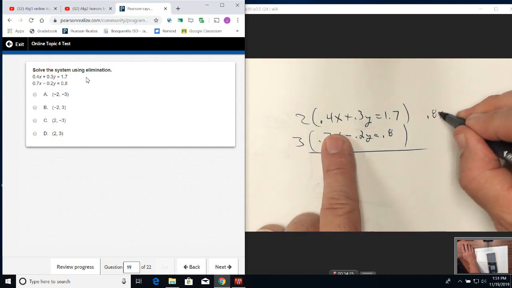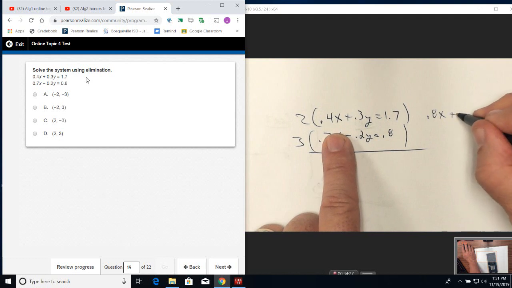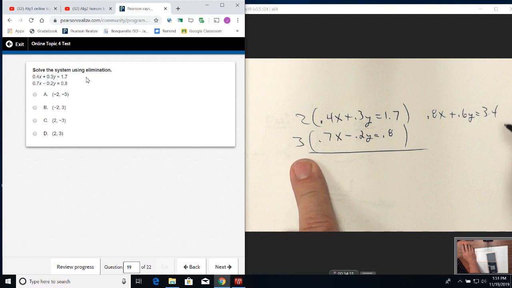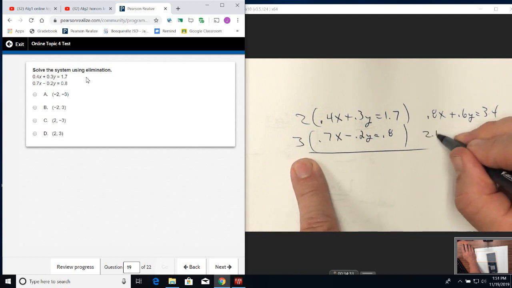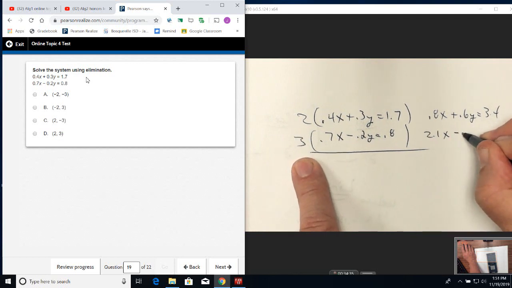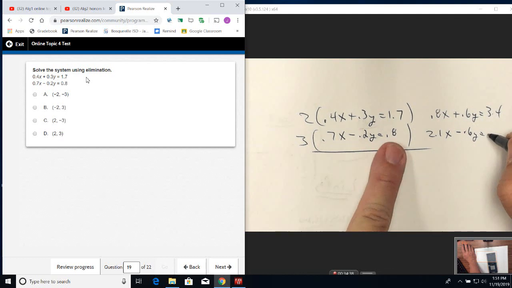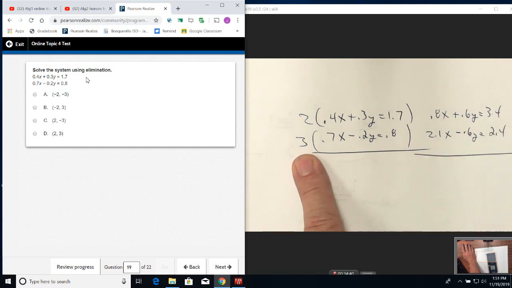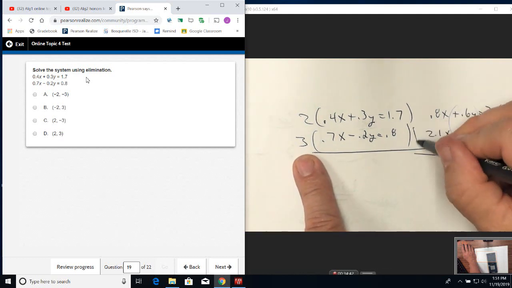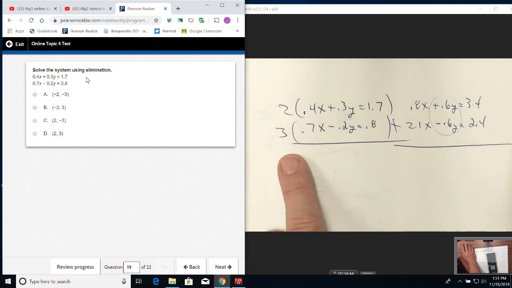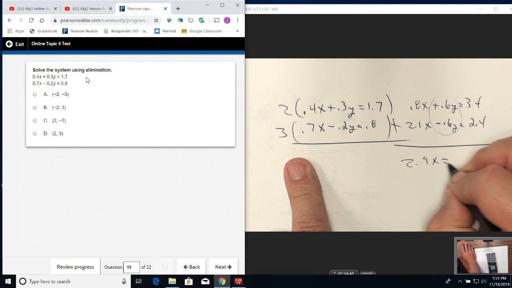If I multiply this by 2, I get 0.8x plus 0.6y is equal to 3.4. Likewise, multiply this one by 3, I get 2.1x minus 0.6y is equal to 8 times 3 is 24, but it's a 2.4. And then now if you add these two together, it eliminates the y. And I get it in terms of x. So I get something like 2.9x is equal to 6.8.